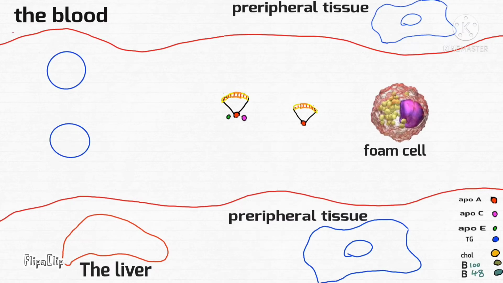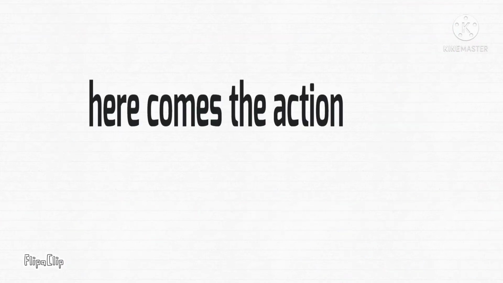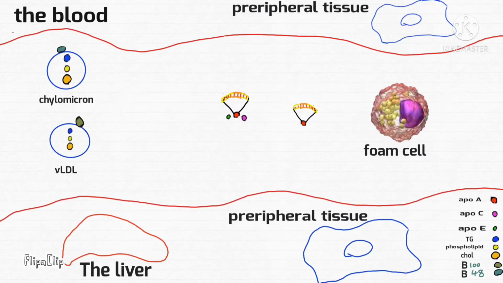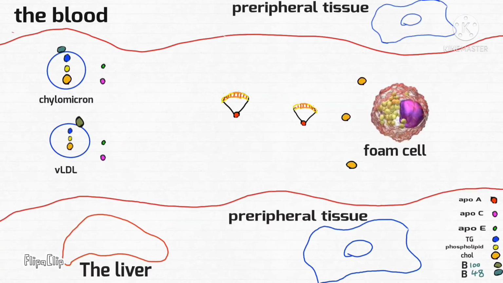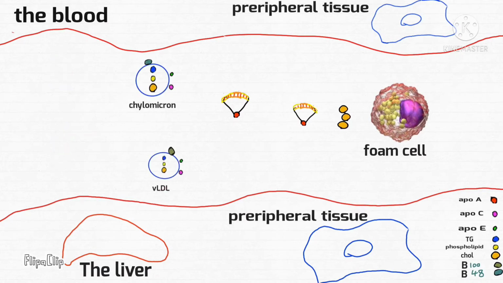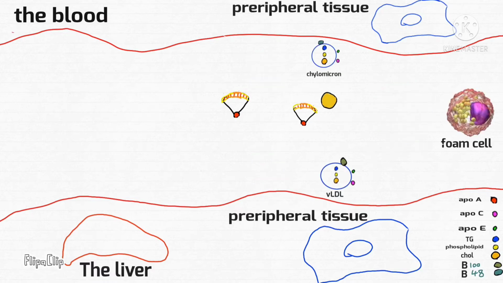So, I made a crime scene consisting of the liver, the peripheral tissue, and the foam cells, in addition to the lipoproteins. There will be multiple events that will happen simultaneously, all at the same time. So I made 2 copies of HDL in the hope of simplifying these events. First of all, the ABCA1. This protein helps the transfer of cholesterol from the tissues or the foam cells into the HDL. So it simply allows the passage of cholesterol to the HDL.